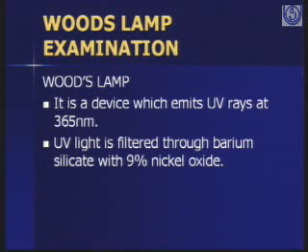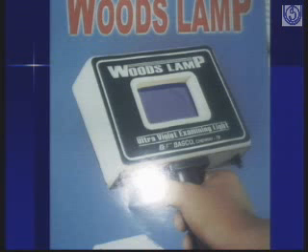A Wood's lamp examination. So what is a Wood's lamp? It is basically a device which emits ultraviolet rays at a wavelength of 365 nanometers. The UV light is then filtered through a barium silicate with 9% nickel oxide. This is how the Wood's lamp looks. You take the patient into a dark room and you turn on this lamp, and then you see the lesion through the lamp.